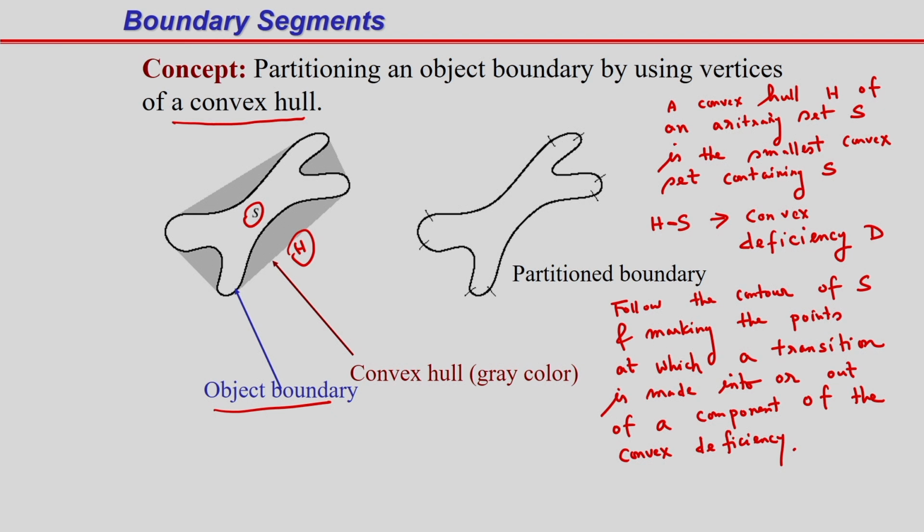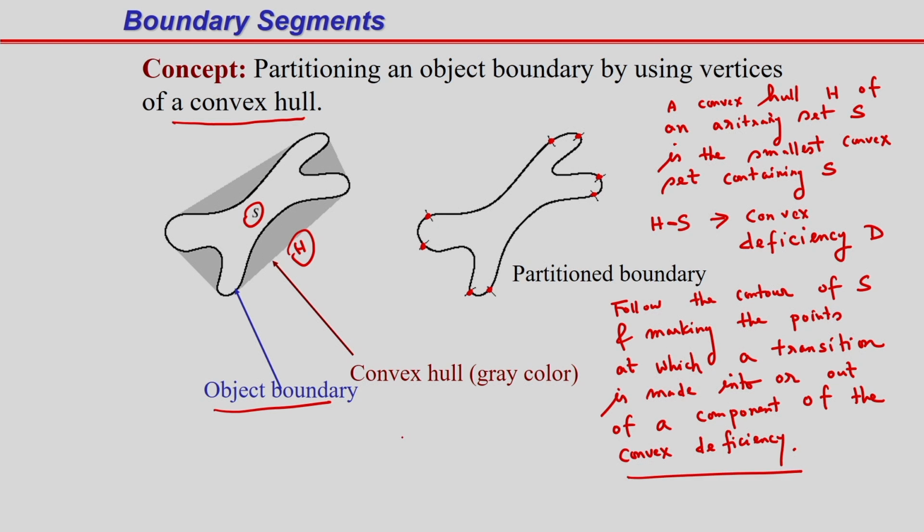So for partitioning the boundary, follow the contour of S and mark the points. I am doing the marking of the points. These points I am marking based on what? At which a transition is made into or out of a component of the convex deficiency. So for partitioning the boundary, I have to identify these points, and based on these points, I can represent a particular boundary. So this is the procedure: follow the contour of S and mark the points at which a transition is made into or out of a component of the convex deficiency.